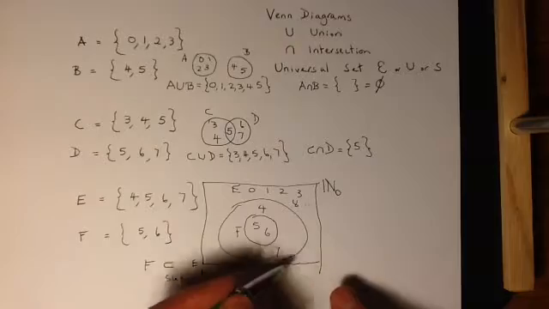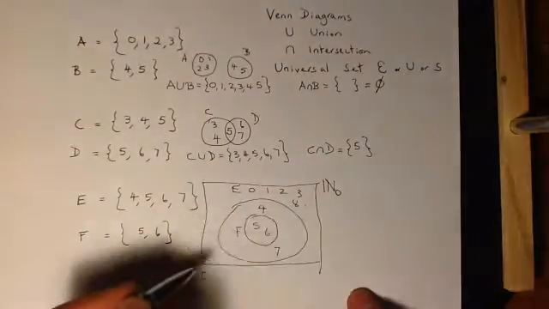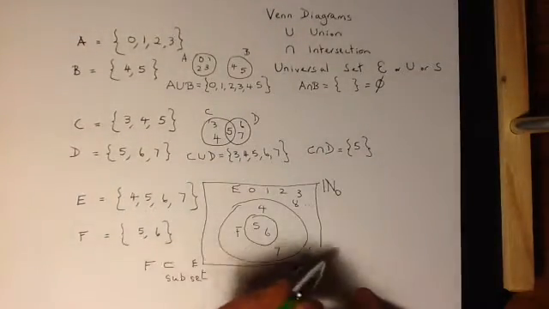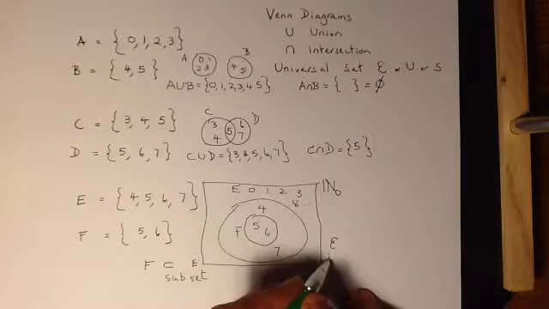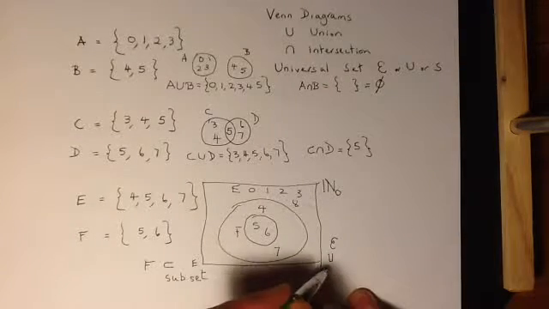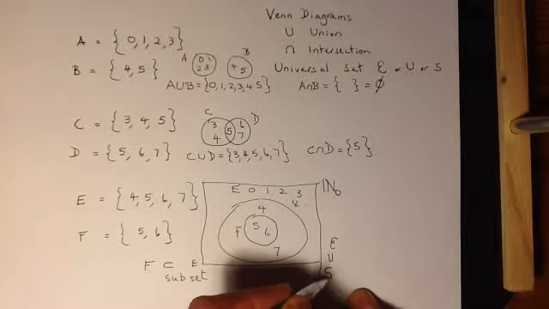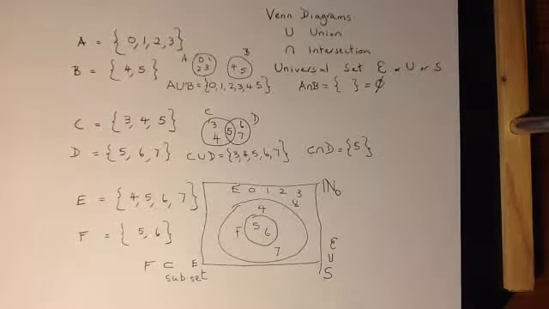Now, when we have this big box here, called the universal set, in some books you'll see a funky E, in some books you'll see a U, and in some books it'll be called a sample set, with an S like that.